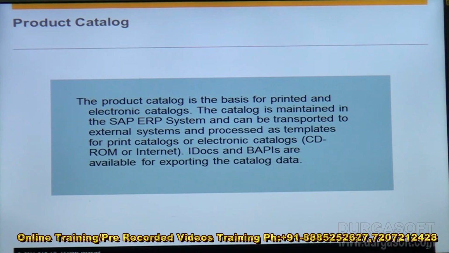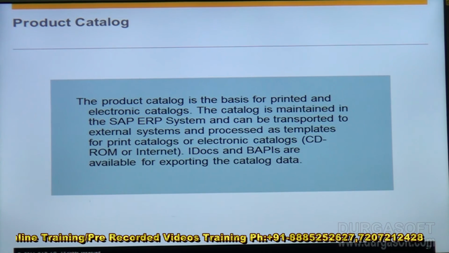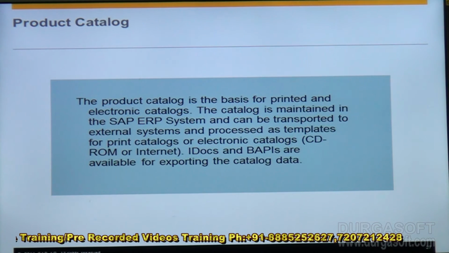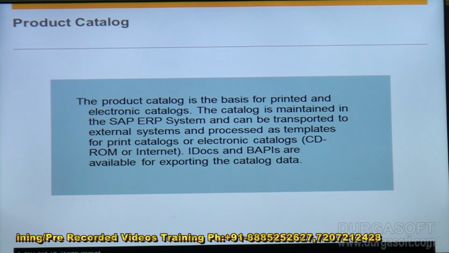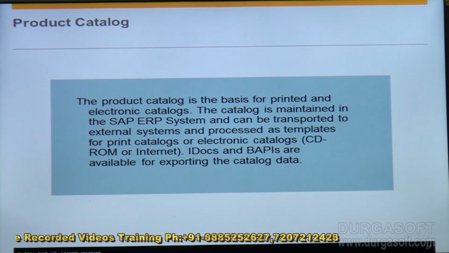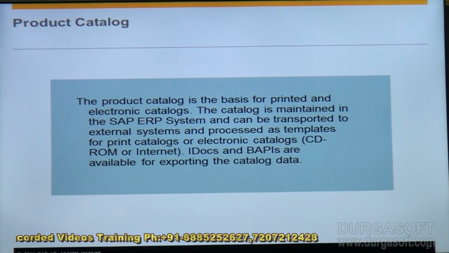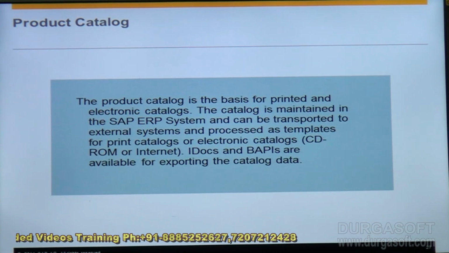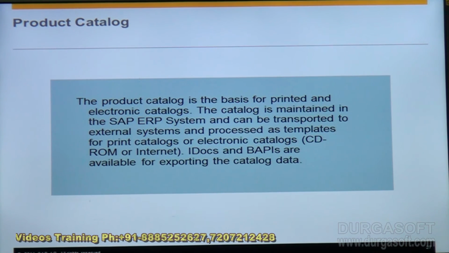So the ultimate goal is we go with product catalogs. Let's talk about the product catalogs in this activity. The product catalog is a basis for printed and electronic catalogs for each environment. So the catalogs are maintained in the SAP ERP system and can be transported to an external system and processed as a template for print catalogs or electronic catalogs. IDocs and BAPIs are available for exporting this catalog.